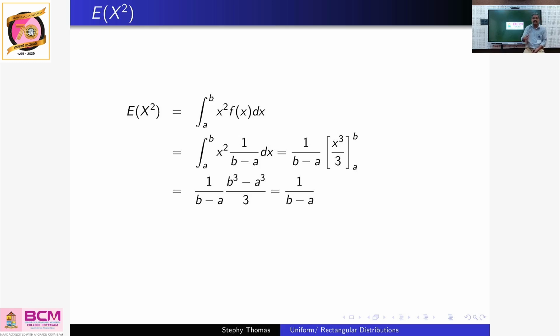And we had seen in the elementary classes that the expansion of b cube minus a cube is b minus a into b square plus ab plus a square, divided by 3. That 3 comes from the other part also. Now b minus a will cancel off, and expectation of x square is equal to b square plus ab plus a square divided by 3.